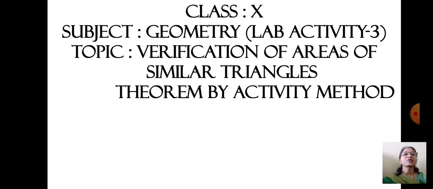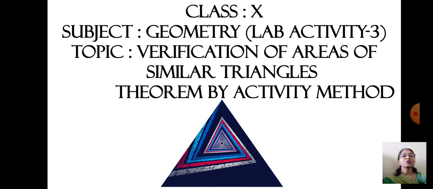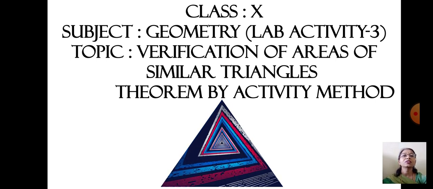In today's class, we are going to learn Maths Lab Activity 3. Before this, we have already done 2 lab activities. In coordinate geometry, we verified the distance formula by the activity method. Then previously we saw the verification of the basic proportionality theorem, and now the third is verification of the areas of similar triangles theorem by the activity method, right? So let us see how to do this theorem.